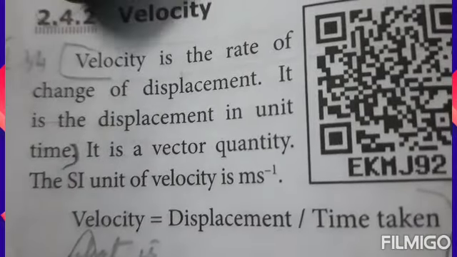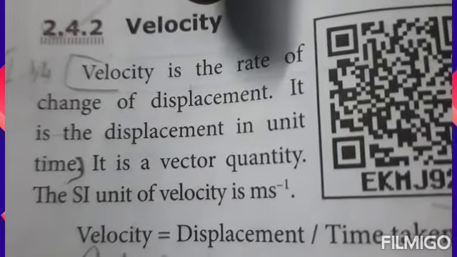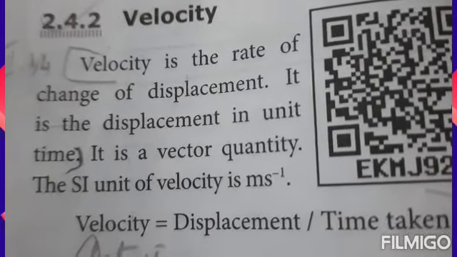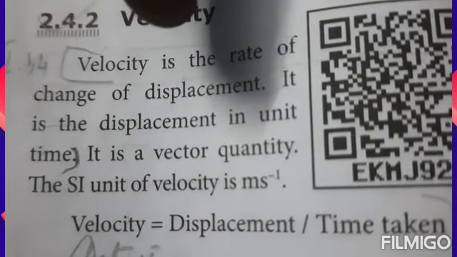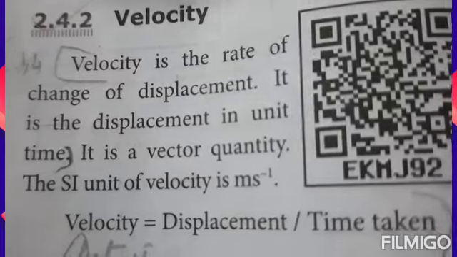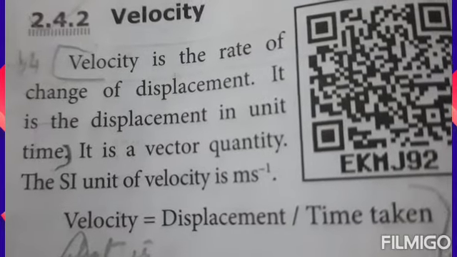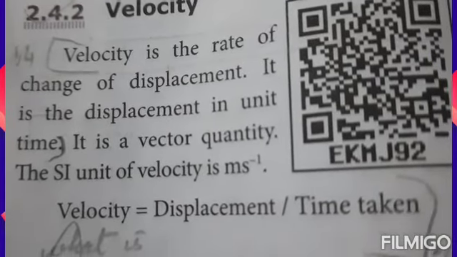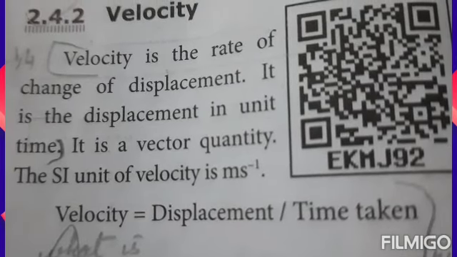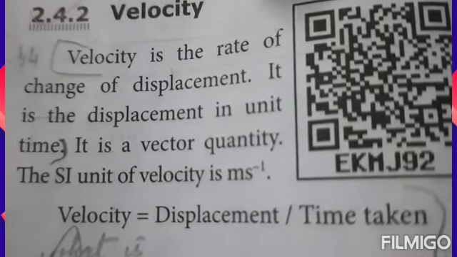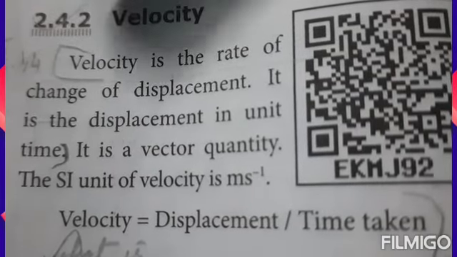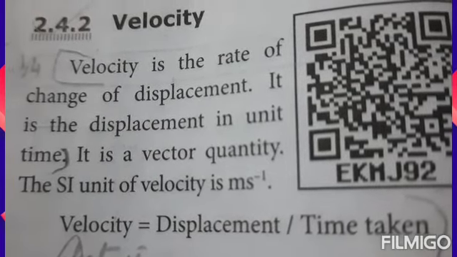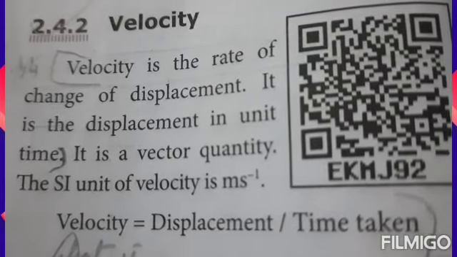Next, velocity. Velocity is the rate of change of displacement. This is the first point. Second point, the unit of velocity is meter second power minus 1. Third point, it is a vector quantity. Fourth point, velocity equals displacement divided by time taken. Draw a tabular column and write speed and velocity. In total, 4 points for speed and 4 points for velocity.